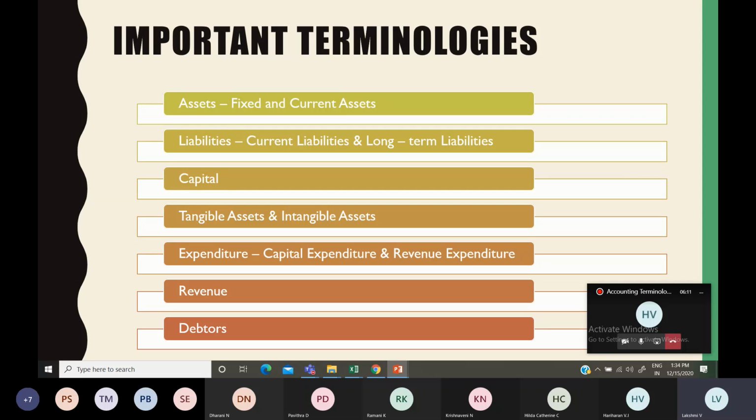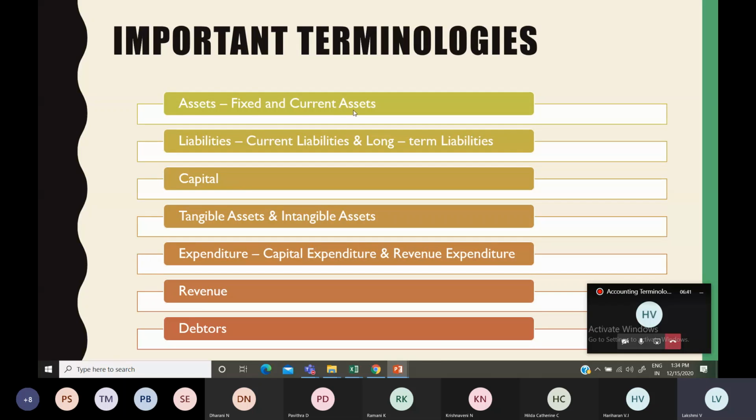Now, what is meant by fixed assets? Fixed assets are those assets which cannot be converted into cash immediately. Within one accounting year, you cannot convert them into cash immediately, and it involves a huge amount to invest to purchase it, and you'll be holding it for a longer period of time. If you want to sell immediately, you cannot convert them into cash. Those assets are known as fixed assets.